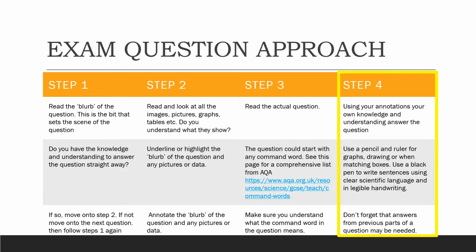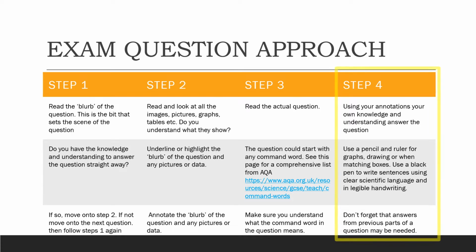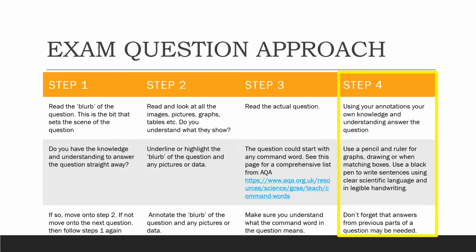Step 4. Using your annotations and your knowledge and understanding, begin to answer the question. Remember, you do not have to write detailed essays for extended response type questions. You can write using clear bullet points, labeled diagrams, tables, and flowcharts. It's advisable to use pencil and ruler to plot and draw graphs. Use a ruler for accurate measuring of data on graphs. Use black pen to write your responses using clear scientific language and legible handwriting, and show all your mathematical working out. Lastly, don't forget that answers from previous parts of the question may be needed in later parts of the question.